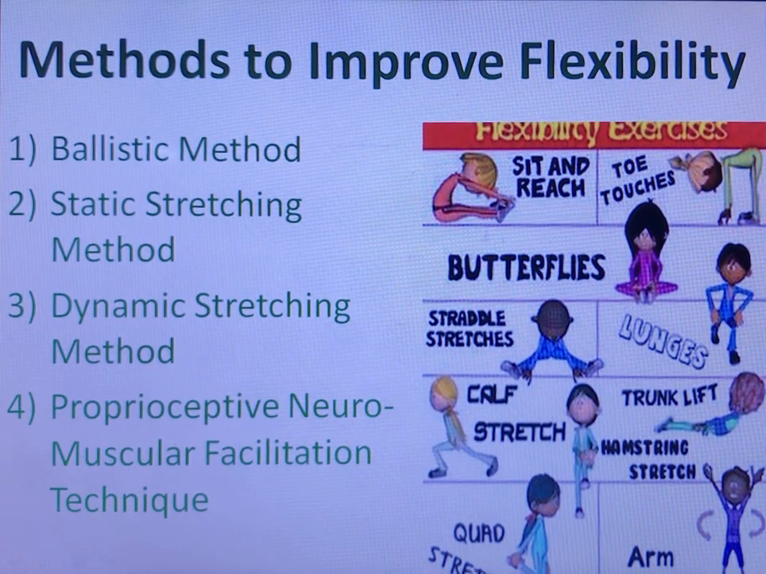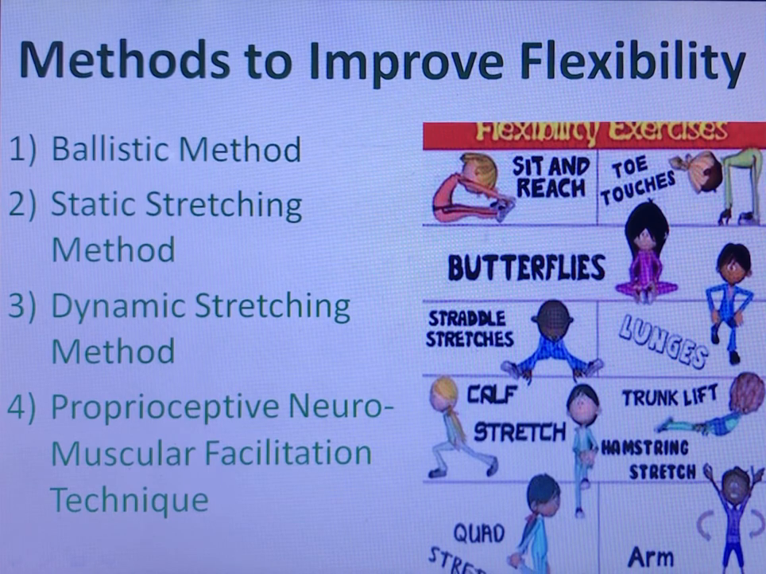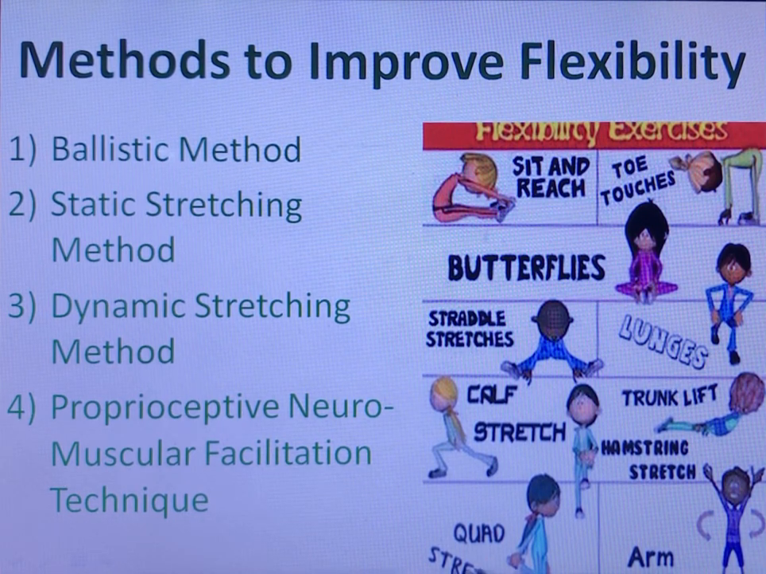Proprioceptive neuromuscular facilitation technique is called PNF technique. It involves the use of muscle contraction before the stretch in an attempt to achieve maximum muscle relaxation. The procedure of PNF technique is: move into the stretch position, let your partner hold the limb in that stretched position, then you push against the partner by contracting the muscles for 6 to 10 seconds and then relax.